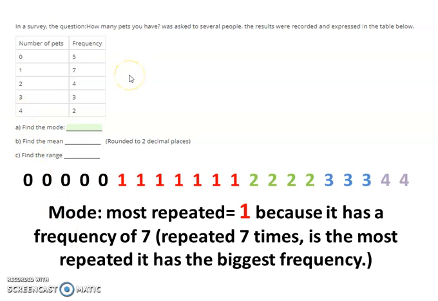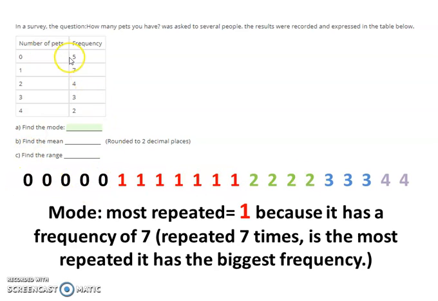Okay? This is very important, guys. 5 answered 0, 7 answered 1, 4 answered 2, 3 answered 3, and 2 answered 4. So this is really important. Really, the table is showing you these values.